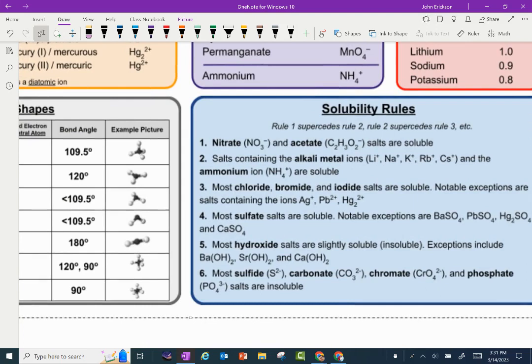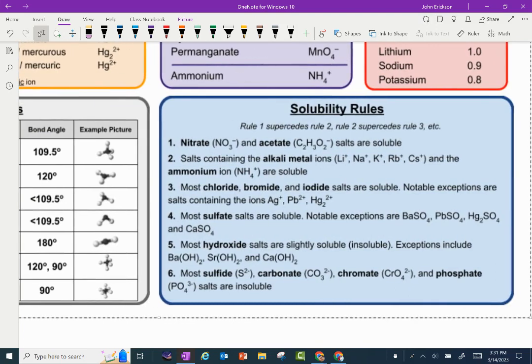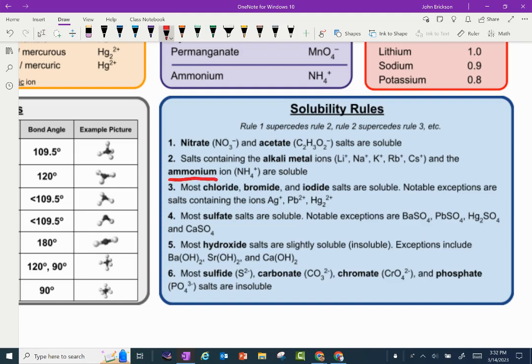So notice that there are rules based on categories of chemicals. The first rule applies to anything that has nitrate or acetate in it, and the two formulas are given there. The second rule applies to any alkali metal like lithium and sodium and potassium. And then it also applies to the ammonium ion, which is NH4. If it's got that in it, we can apply rule 2, and on we go.